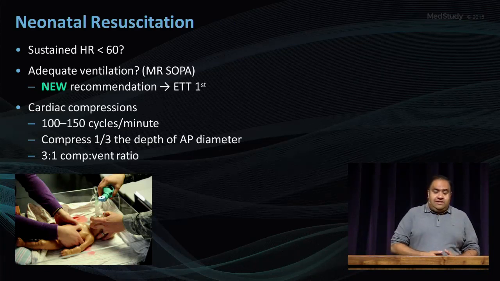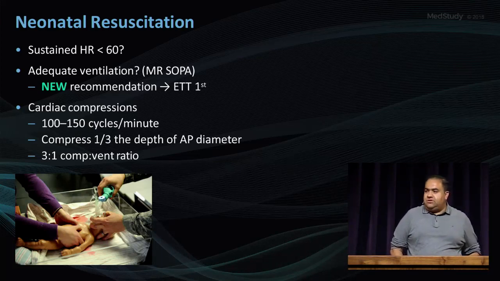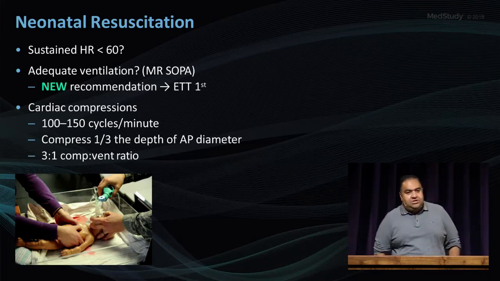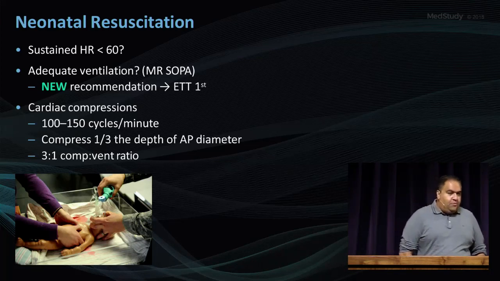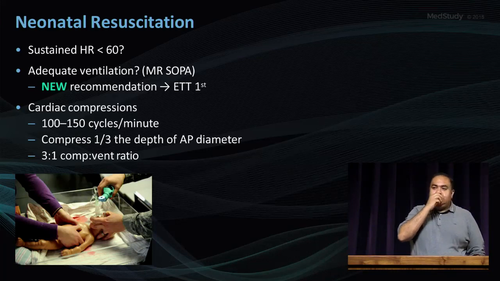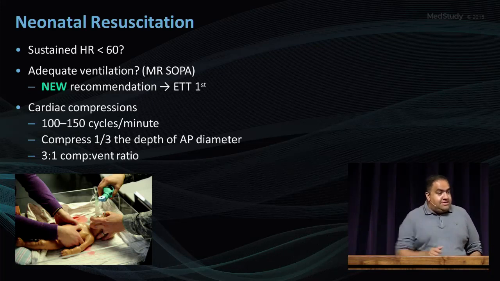If you still have a sustained heart rate less than 60, now we have to assess and see why this is ongoing before we start compressions. And so the mnemonic is MR SOPA. The M for mask, and assess the mask, R for reposition the airway, S for suctioning the airway, O for opening the mouth. Sometimes you put the mask on there and the mouth is still closed. It doesn't help anybody. So you've got to open the mouth up and then put the mask on. P, make sure that you've got pressure going through. And you can increase that pressure as needed.